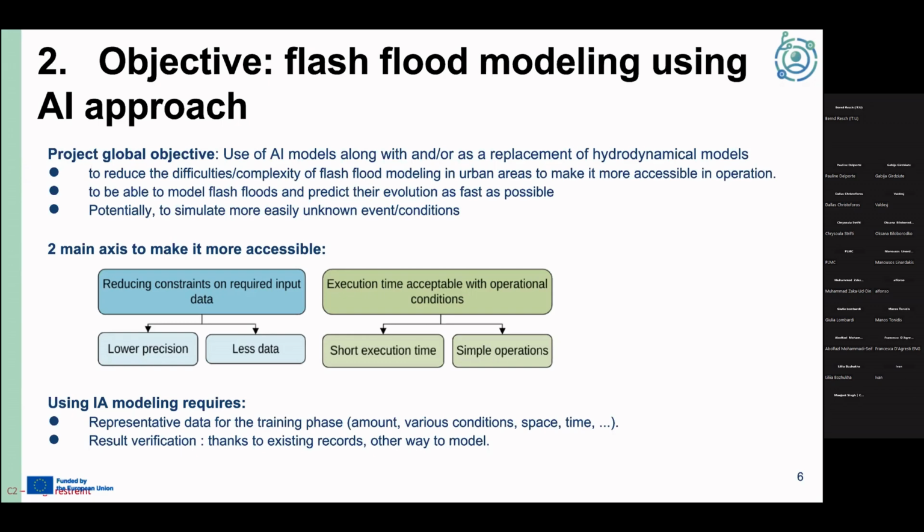But AI also comes with some requirements. By that we mean a lot of data for the training phase, and this data needs to be varied if we want our model to be generalized. So it's another disadvantage. And we also need data to verify our results, because it's very important to be able to qualify our model, whether it is going well or not, because if you want to use it in an operational way, we need to verify it.